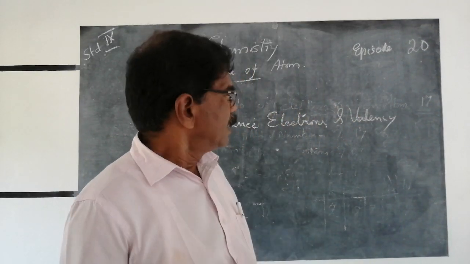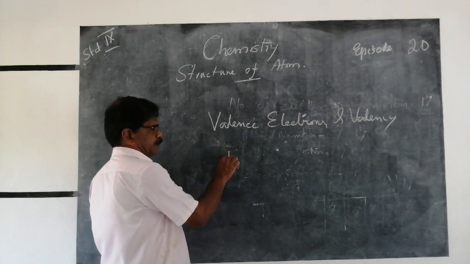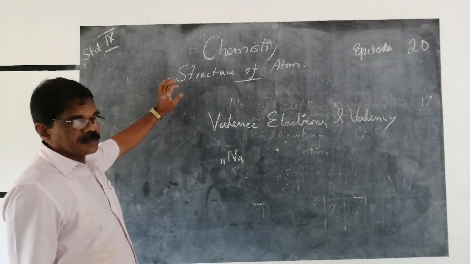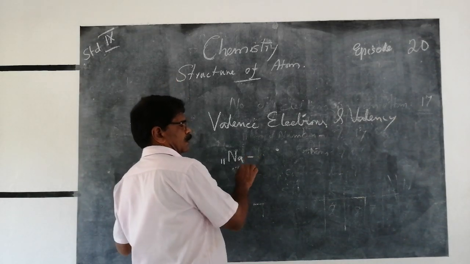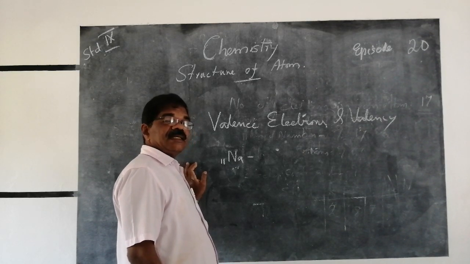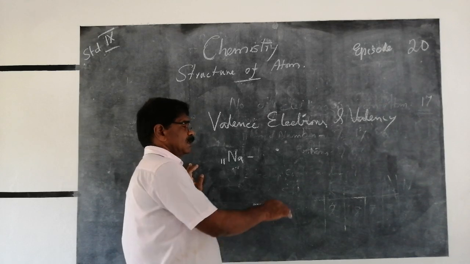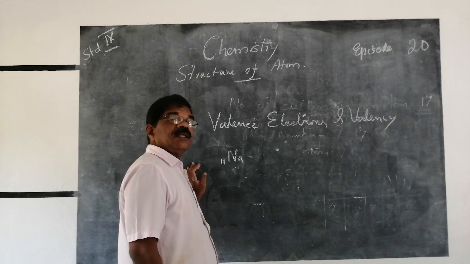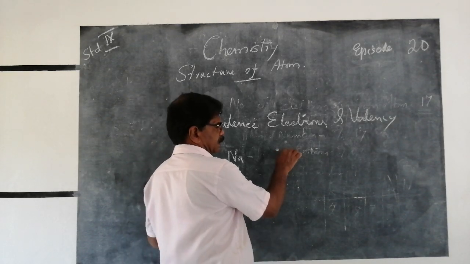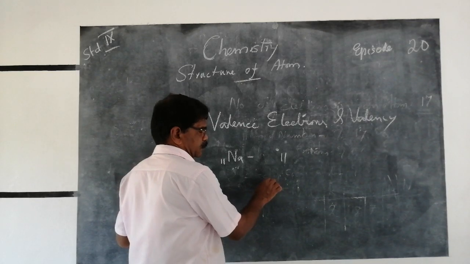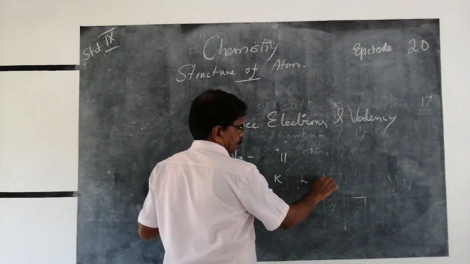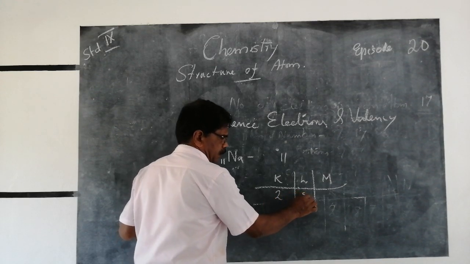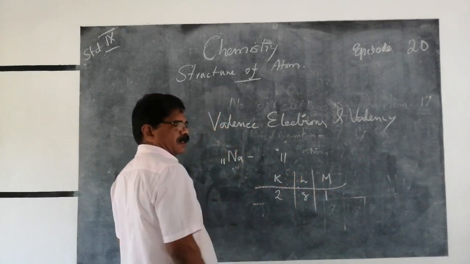We can examine some examples. Take sodium. The atomic number of sodium is 11. Atomic number 11 means it contains 11 protons. Then how many electrons are there? 11 electrons also, because the number of protons is equal to the number of electrons. We have 11 electrons. Then we can write the electron configuration K, L, M. 2, 8, that is 10, then one more electron here.